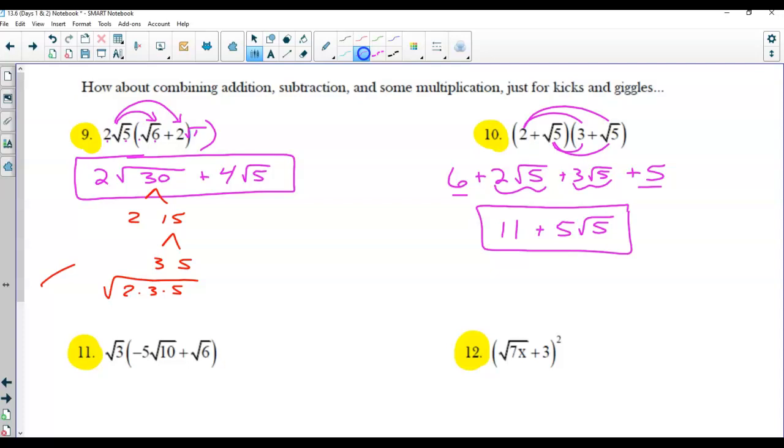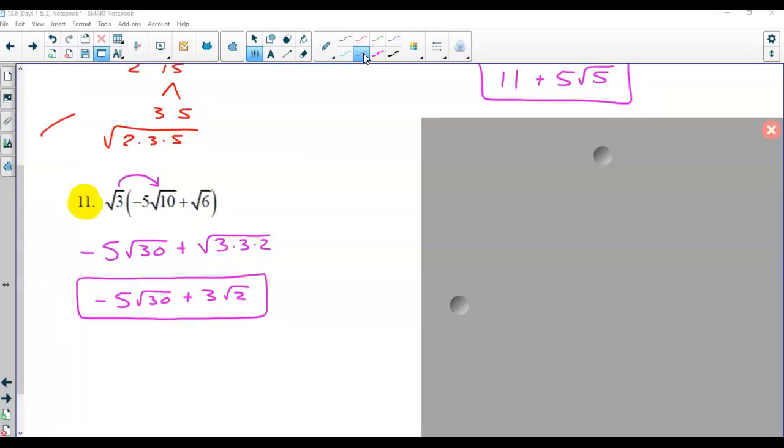Why don't you give 11 and 12, and be very careful on 12, but give 11 and 12 a shot, and I'll be back. Okay, number 11. I'm looking here, and as I distribute that 3 to the negative 5 square roots of 10, outie times an outie, so 1 times negative 5 gives me my negative 5. And when I'm looking, I'm always a step ahead, guys. So I'm looking, I know 3 times 10, I know that gives me the square root of 30. We just found that before.